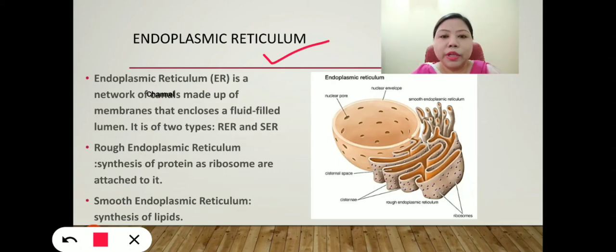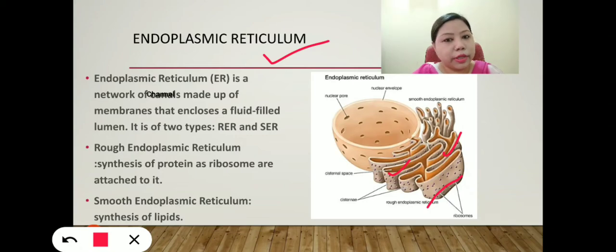This endoplasmic reticulum is present both in plants and animals, and we can say that it is one of the most important organelles present in the cell. The short form of endoplasmic reticulum is ER. As you can see in the picture, the endoplasmic reticulum is a network of channels made up of membranes that enclose a fluid filled lumen.